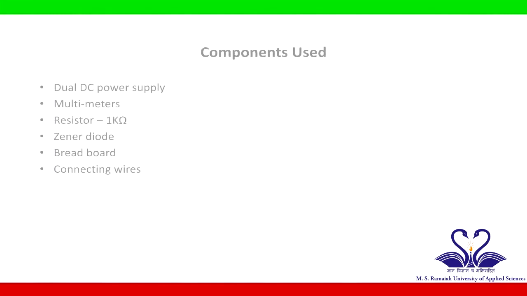To conduct this experiment, we need a dual DC power supply, multimeters, a resistor of 1 kilo ohm, diode models either 1N4007 or BY127, a breadboard and connecting wires.